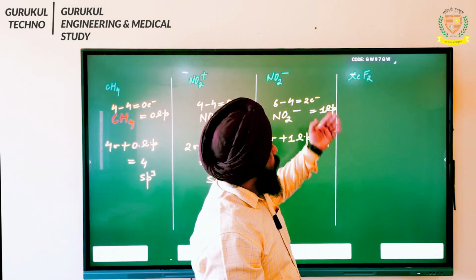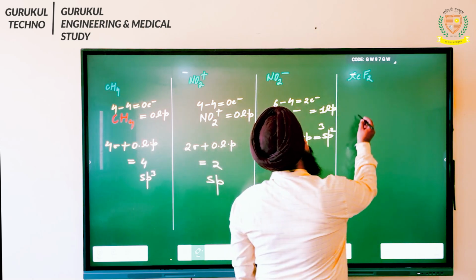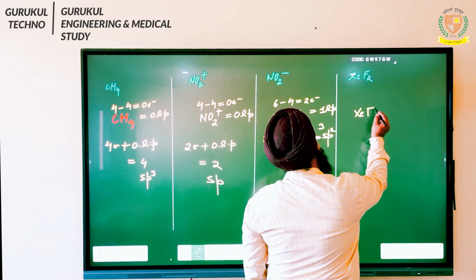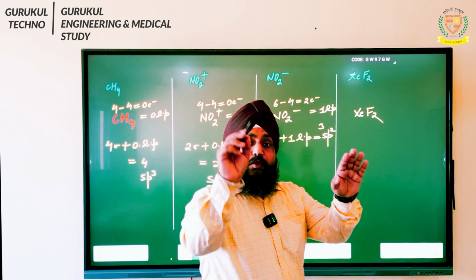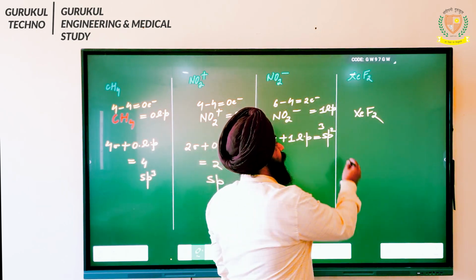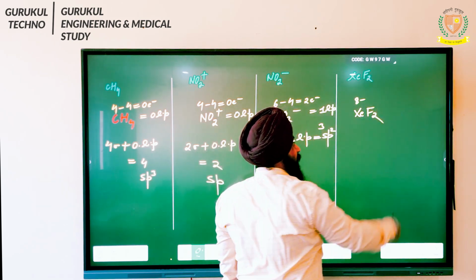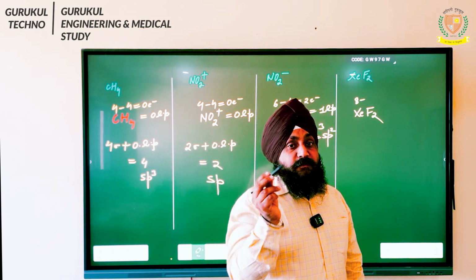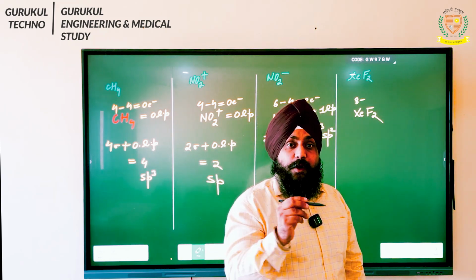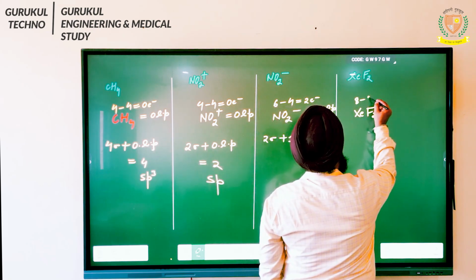Now let us move toward another example, students. Here we have written xenon along with fluorine. See, xenon belongs to noble gas. So it will have 8 valence electron. Halogen family will share 1 electron. 1 halogen will share 1. So here there are 2 halogen, so here it is going to be 2.